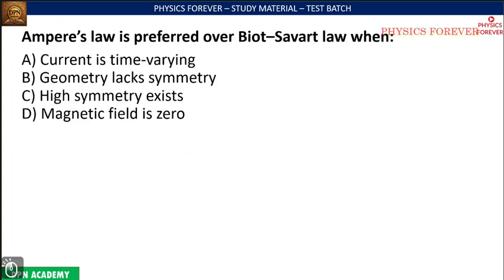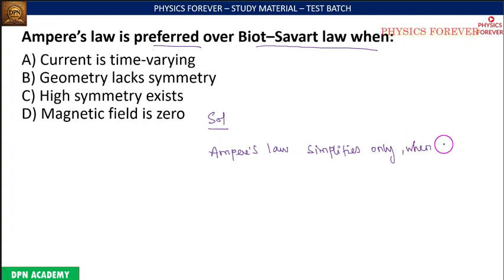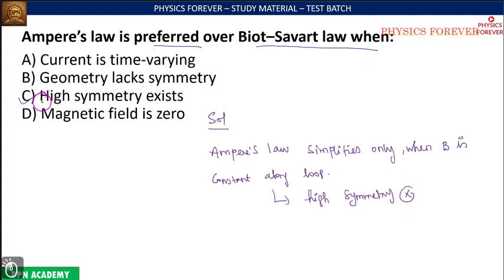So what is the second question? Ampere's law is preferred over Biot-Savart's law when? We have given this in the earlier point. So what is the solution? Ampere's law simplifies only when magnetic field B is constant along the loop. We have said all these points earlier. This happens only for symmetric distributions. So we have given all this in the important points. Okay, so most important. Option C is correct. Okay.